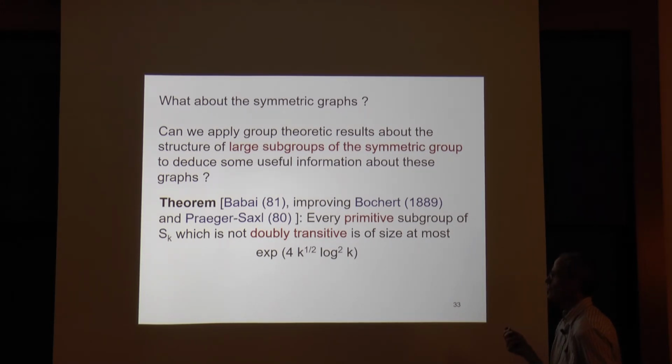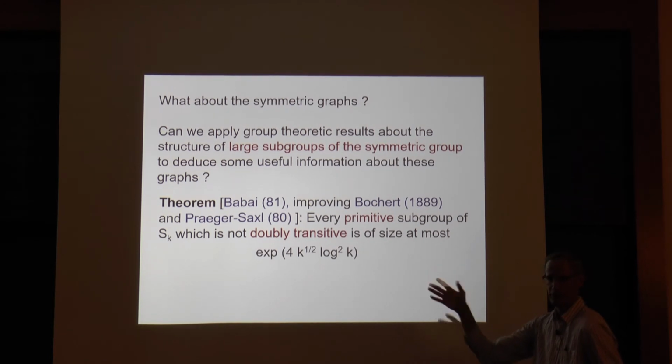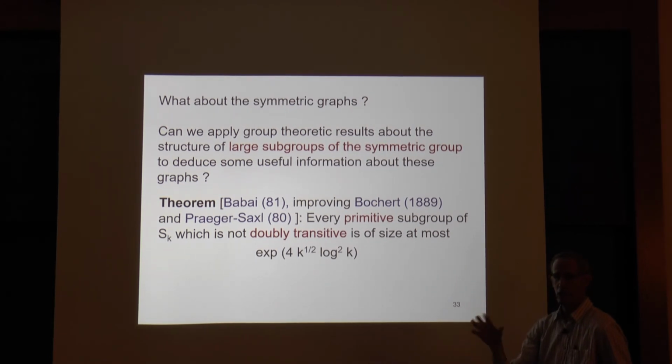What they proved, and in fact the earlier results would be good enough, is that every primitive subgroup of S_k, so we assume something about the subgroup. Primitive means transitive, and also that it does not preserve any non-trivial partition of the ground set into blocks. So it's a property of permutation groups.